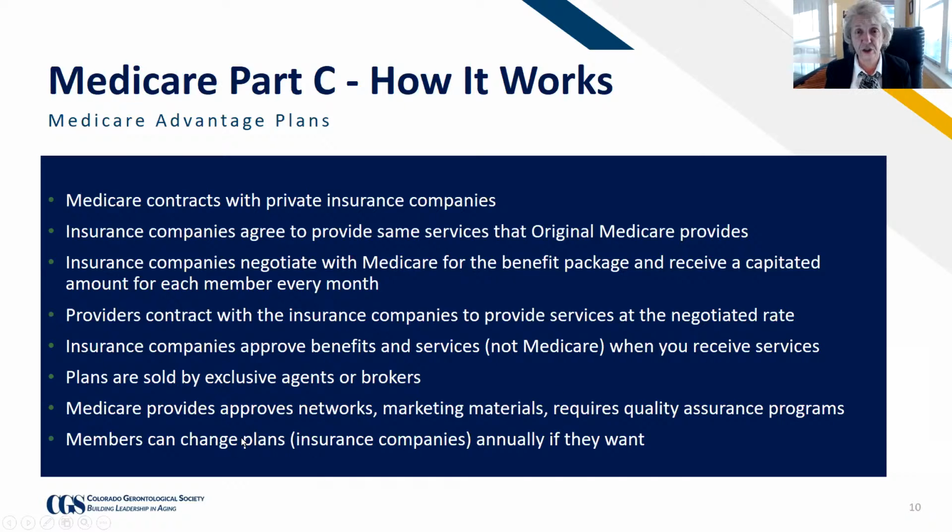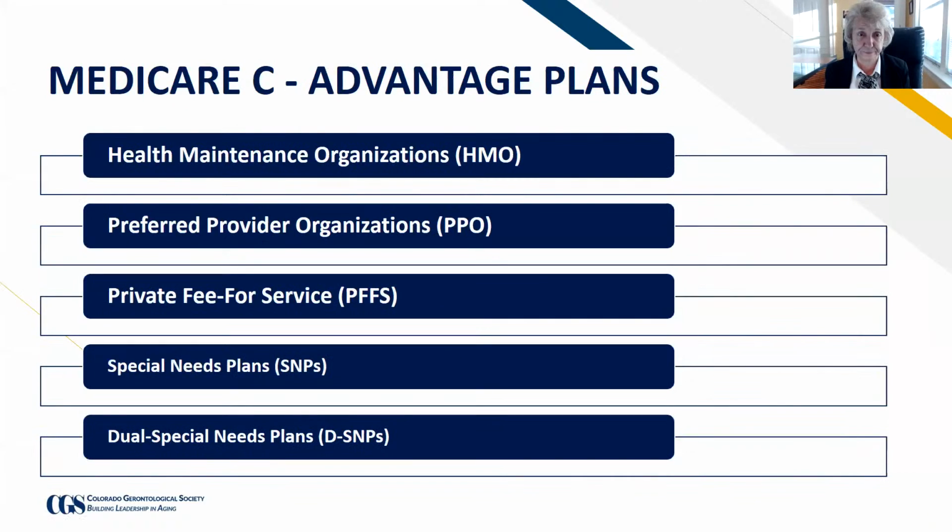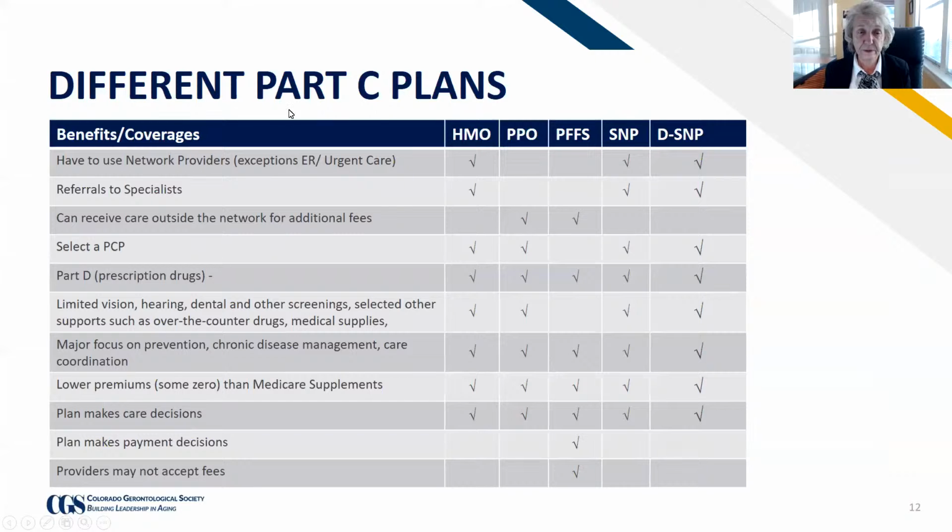You can change companies every year if you want. You do that annually through the open enrollment period. Within Medicare Part C, there are different types of Advantage plans. There are HMOs, there are preferred provider organizations, there are private fee-for-service, there are special needs plans, and there are dual special needs plans. So what this particular chart shows then is we have the different types of plans that the insurance company or the Medicare Advantage plan can offer.